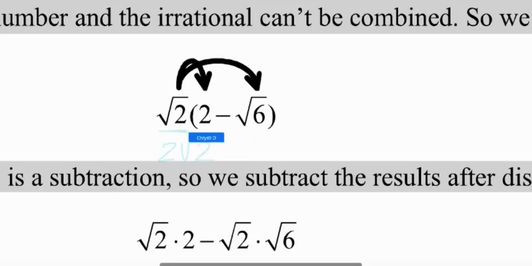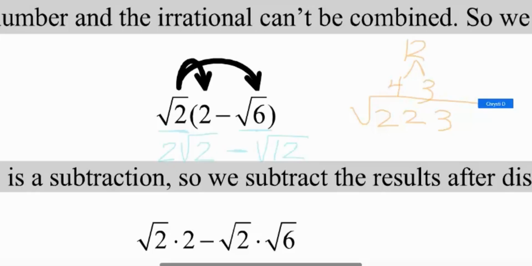And then square root of 2 times square root of 6, we're going to take away square root of 12. And now let's check square root of 12 and see if we can simplify that. 4 times 3, 2, 3. All right, we could pull out these, so 2 square root of 3. So we can say this simplifies to 2 square root of 2 minus 2 square root of 3. But because those radicals don't match, we can't combine it any further.